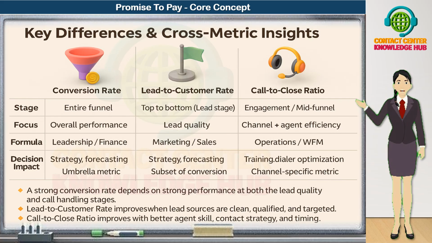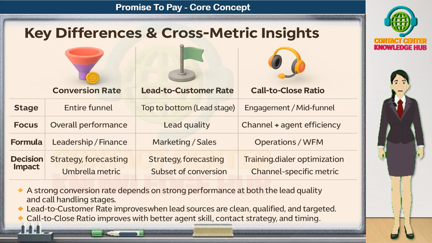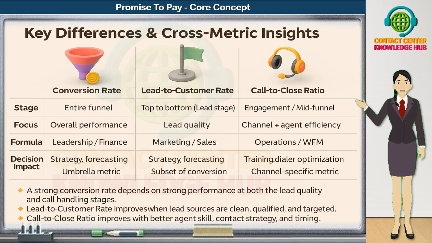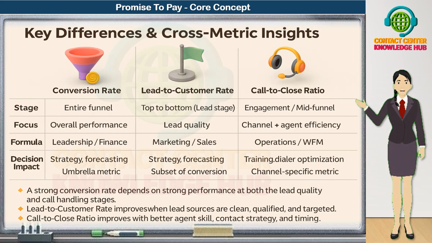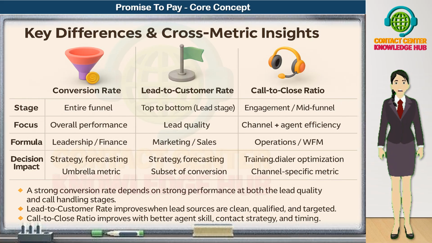Now, here's where the real insight lies. A strong conversion rate depends on strong performance at both the lead quality and call handling stages. Your lead-to-customer rate improves when your lead sources are clean, qualified, and precisely targeted. Your call-to-close ratio improves with better agent skill, stronger contact strategy, and smarter timing. And when all three metrics are working in sync, they build a predictable, scalable revenue or recovery engine. By reading these metrics together, leaders can not only detect where performance breaks down, but also make precise, high-impact decisions at each stage of the funnel.